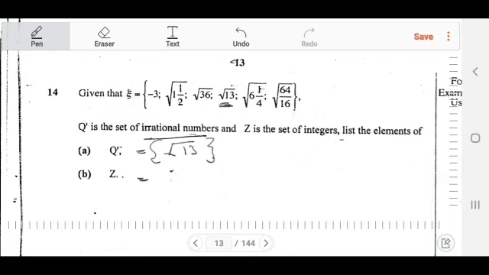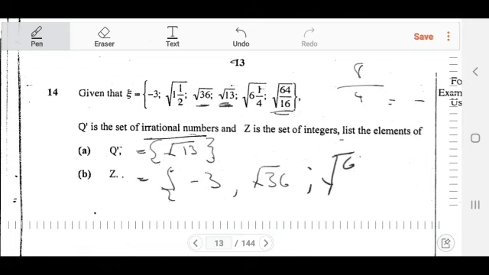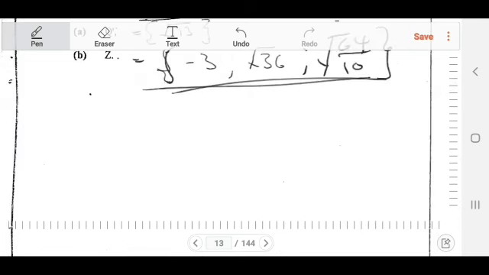Then integers, we've got what? -3. We also have this one, which is 6. So we're going to write it as this one. Then we also have this one, which is going to be what? Root of 64 is 8, over root of this one, which is 4, which is going to give us 2. So we also add this one, root of 64 over 16. So we have this one.